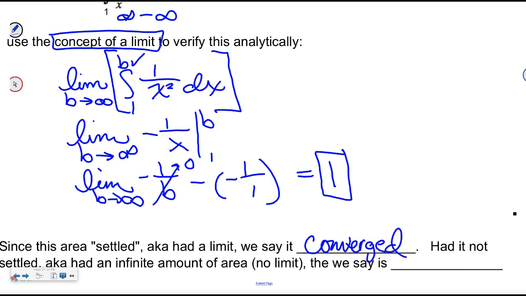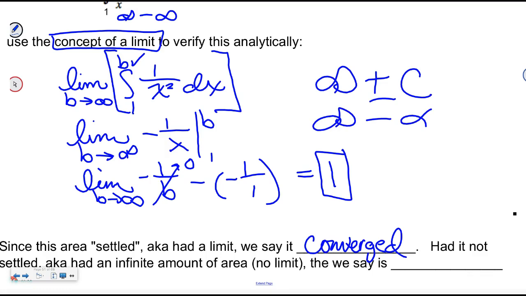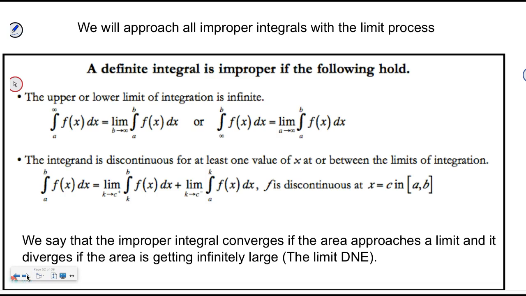Had we been left with infinity, now keep in mind, it could have been infinity plus or minus any constant, and what's the answer? Infinity. If you have infinity minus infinity, we don't know. All right, so be careful with how we answer them when we say it diverges. But let's go hit diverges over here, and let's go to the next page.